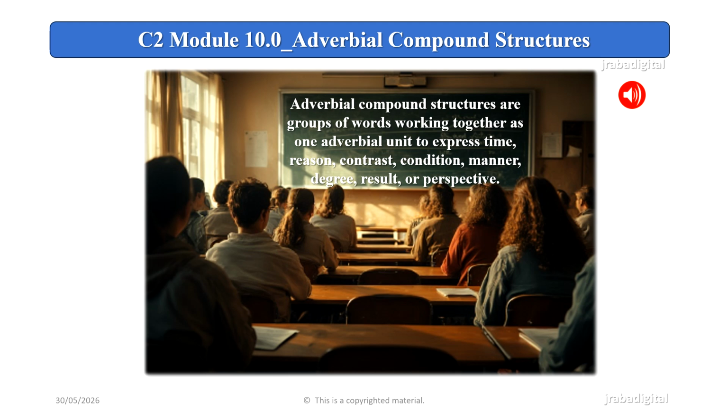C2, Module 10, Adverbial Compound Structures. Adverbial compound structures are groups of words working together as one adverbial unit to express time, reason, contrast, condition, manner, degree, result, or perspective.